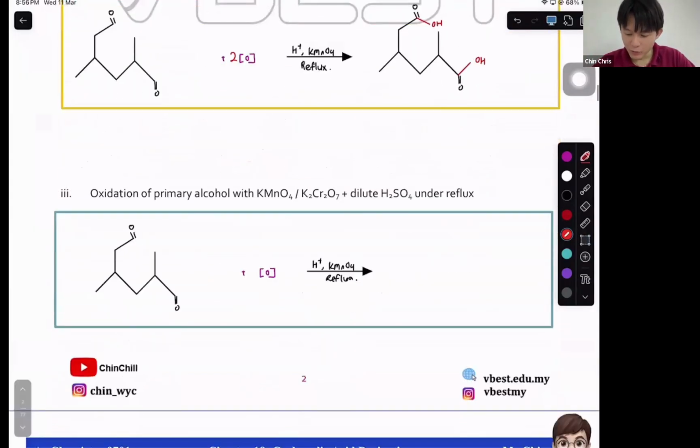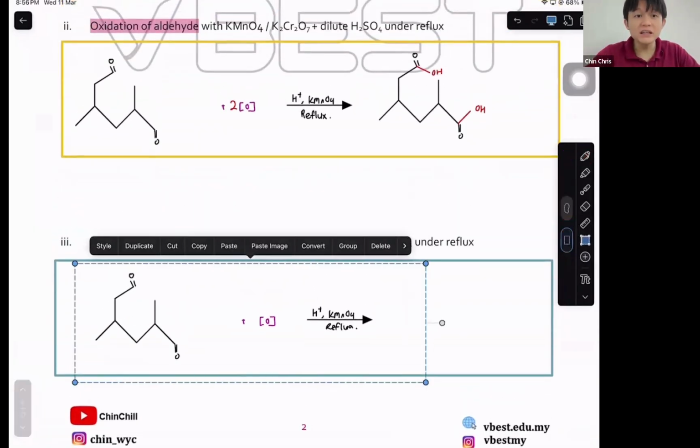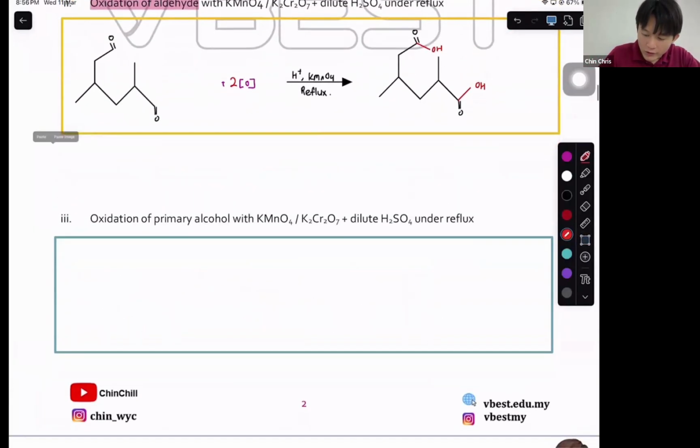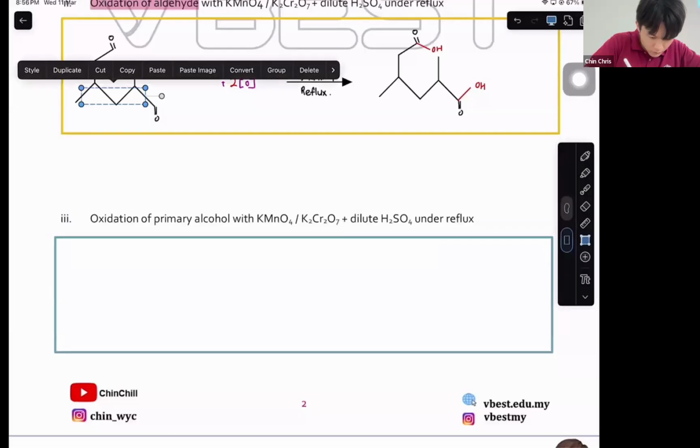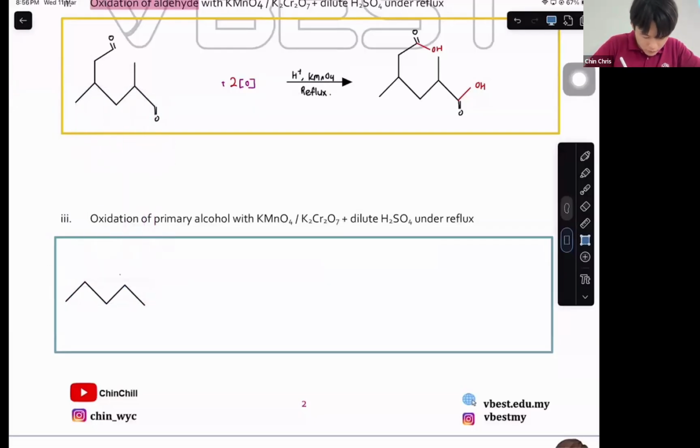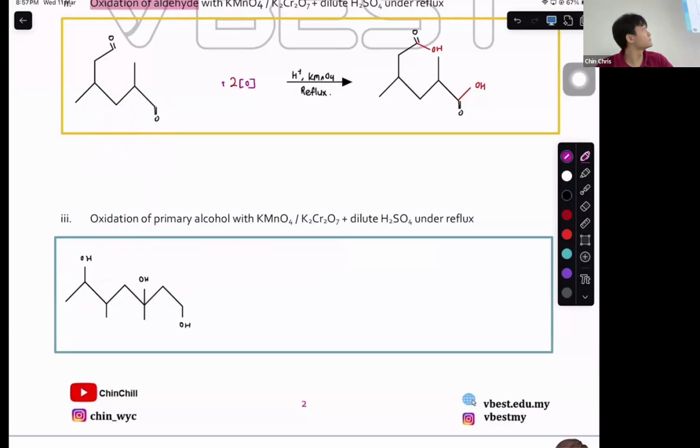Alright, guys, next. What if you are given an alcohol? I can also oxidize an alcohol to get a carboxylic acid. Alright, that's it.